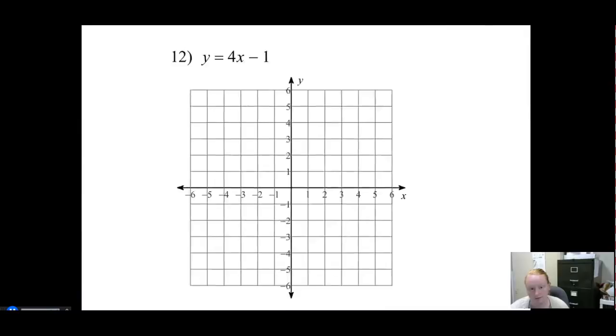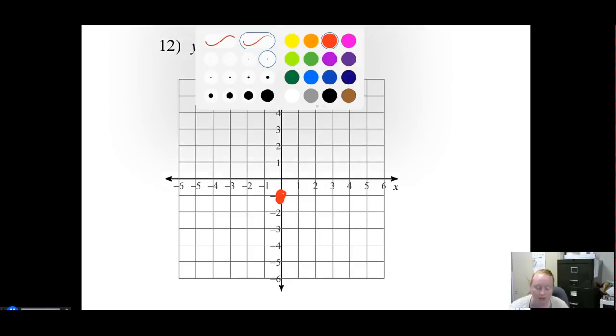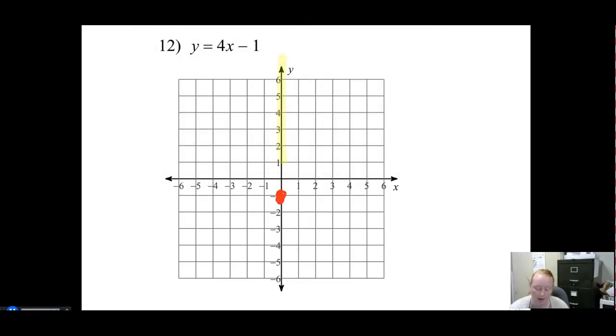Number 12. This is in y equals mx plus b form. My y-intercept here is -1. I put it there. I want you to understand that the y-intercept goes on the y-axis. This is a big mistake I get on the test. The y-intercept must go on the y-axis.